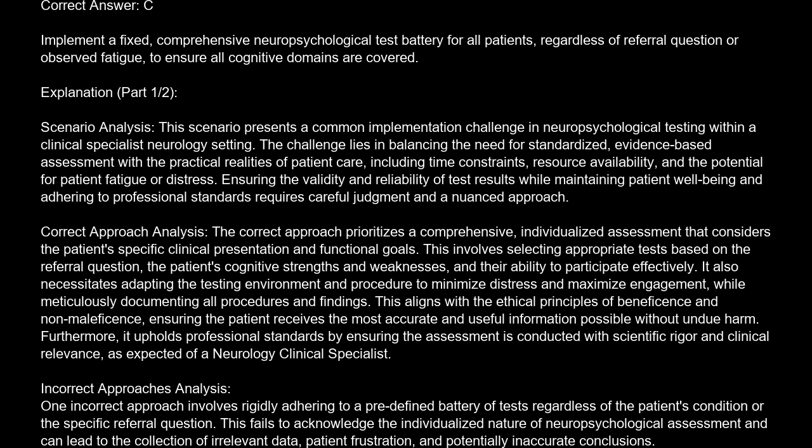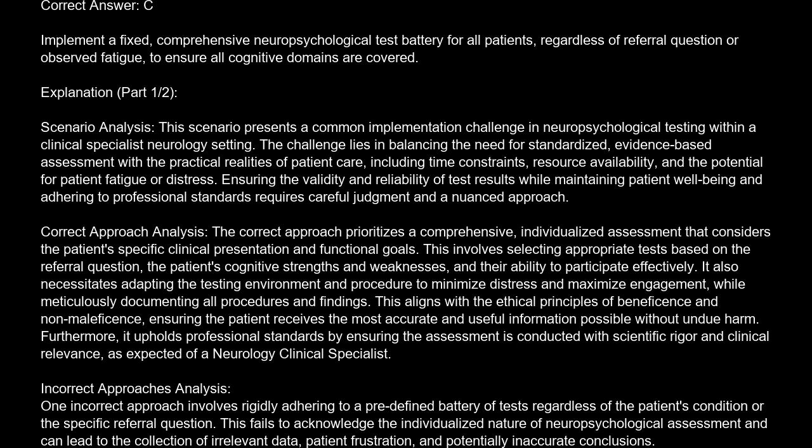Explanation. Scenario analysis. This scenario presents a common implementation challenge in neuropsychological testing within a clinical specialist neurology setting. The challenge lies in balancing the need for standardized, evidence-based assessment with the practical realities of patient care, including time constraints, resource availability, and the potential for patient fatigue or distress. Ensuring the validity and reliability of test results while maintaining patient well-being and adhering to professional standards requires careful judgment and a nuanced approach. Correct approach analysis.